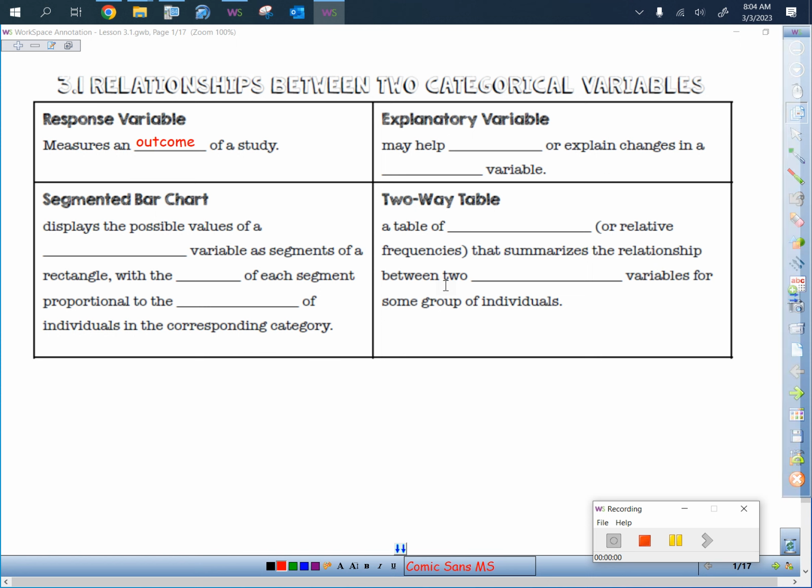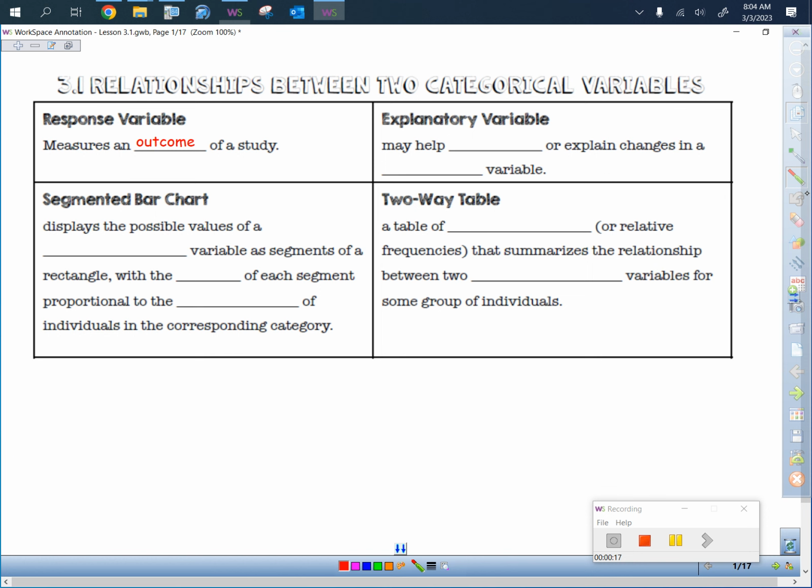All right, we're in 3.1, relationships between two categorical variables. Those two big relationships today: a response variable. The response variable measures an outcome of a study. That's what the response variable does.